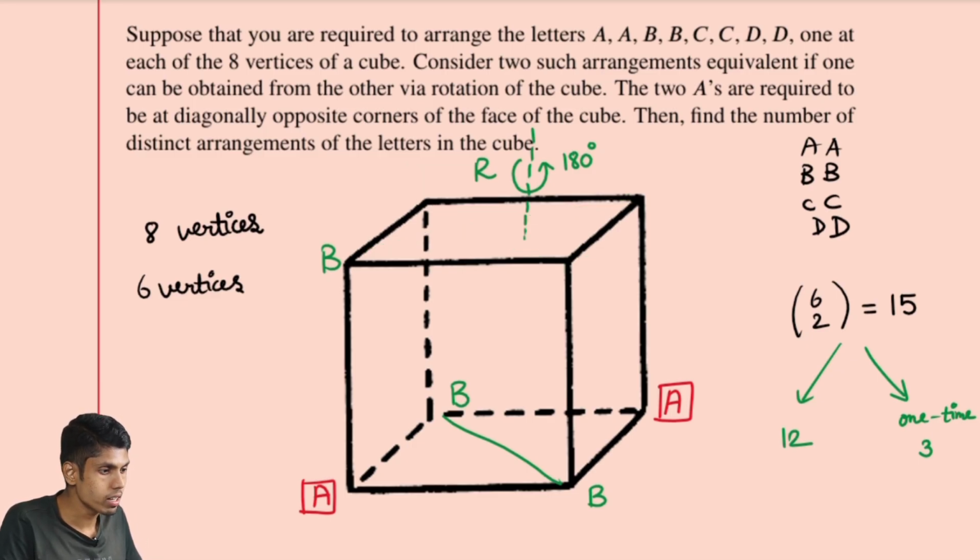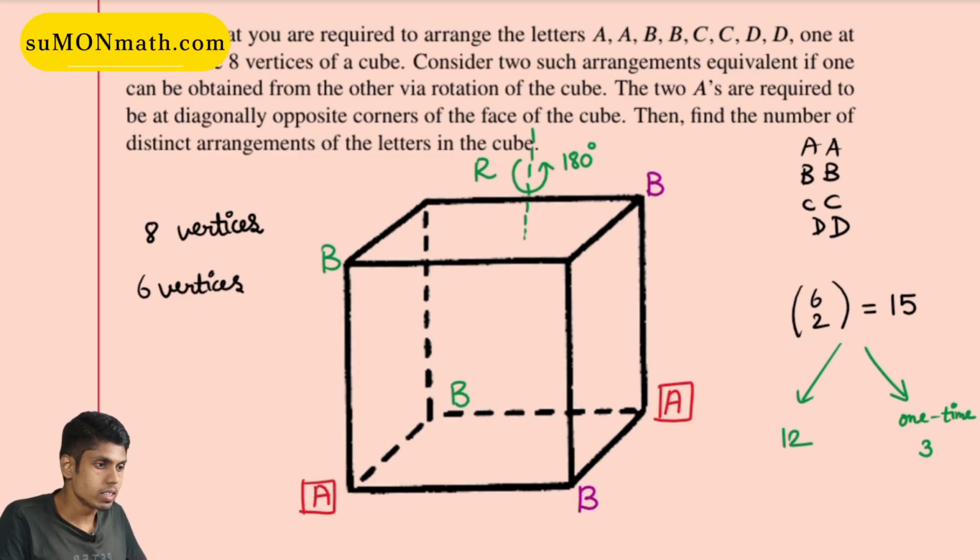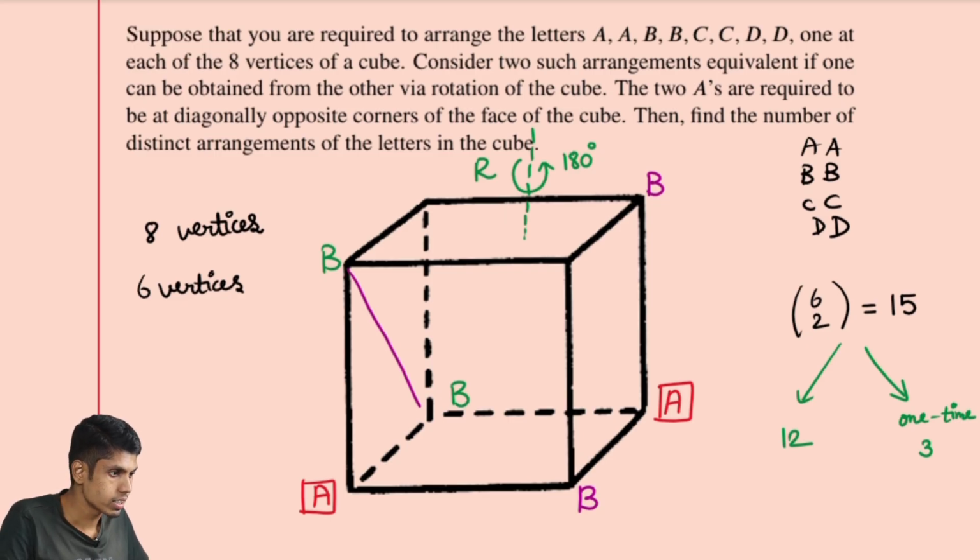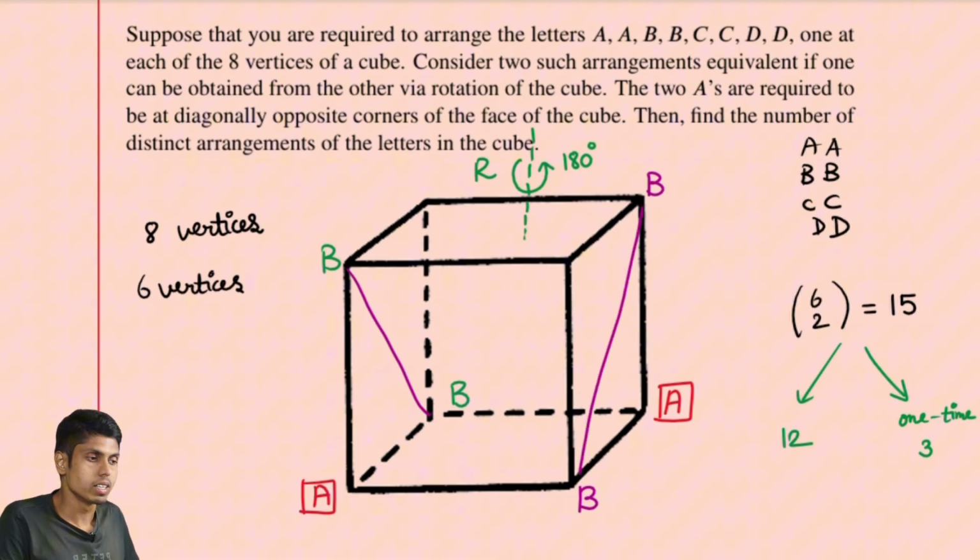That is, if one B is on the top face, then the other B is on the bottom face, that will become B here and B here after the rotation R. This means we have ended up with a different configuration. So we started off like this and we went here. The line segment joining the two B's will now be here.